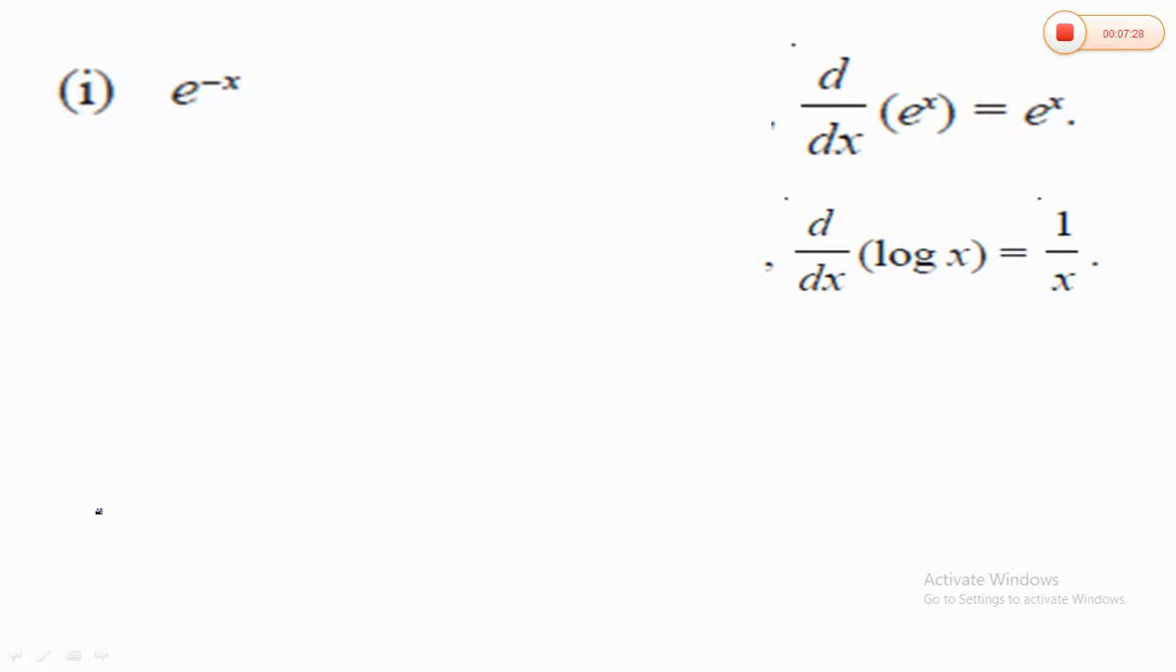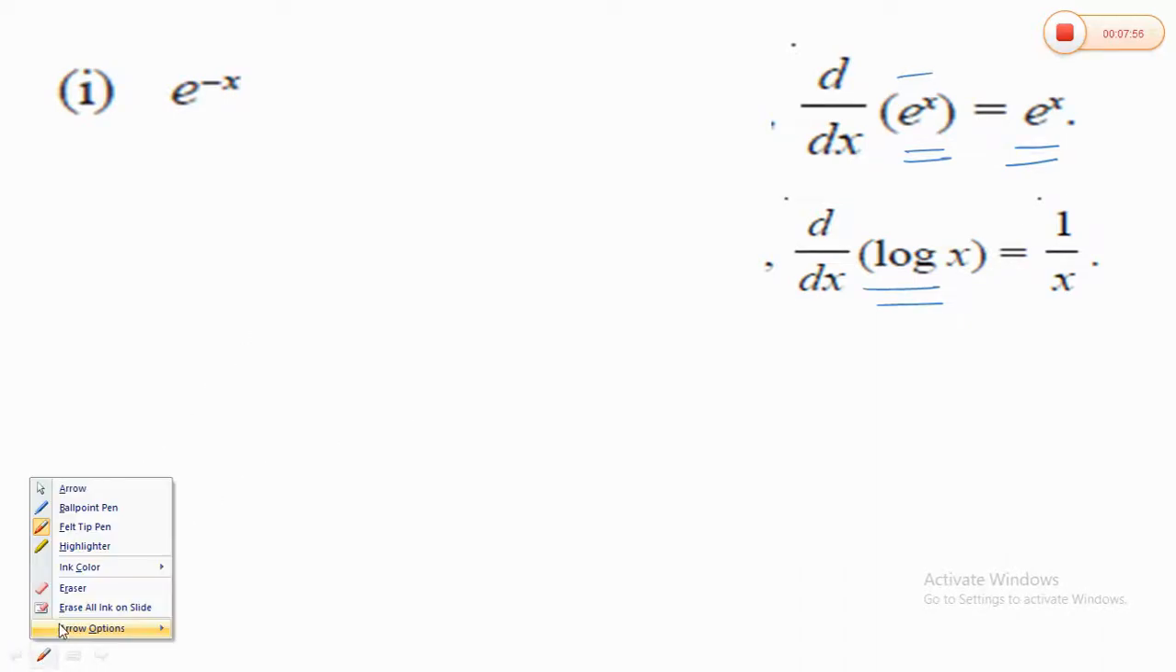So observe here. In the first year class, you proved that the derivative of e raised to x is equal to e raised to x, and the derivative of log x, as I told already, you have solved some problems concerned to this, is 1 by x. So using these derivative formulas, we are going to differentiate the given function here.